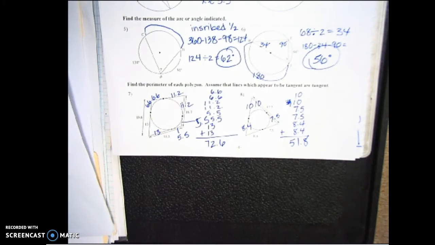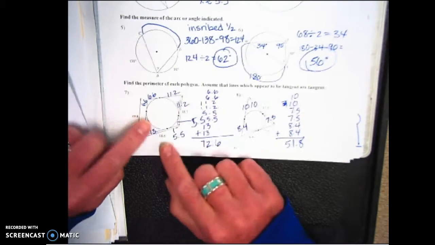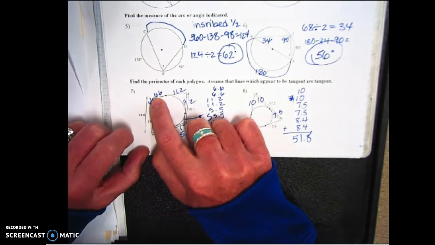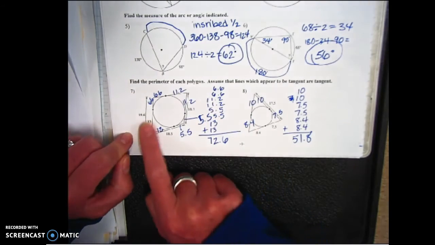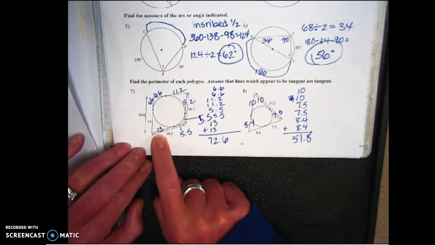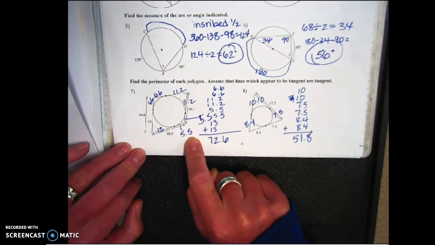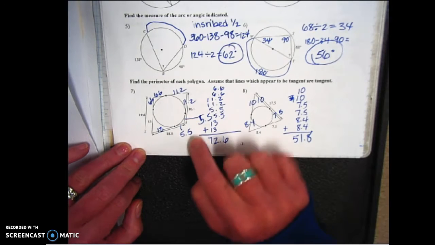Numbers 7 and 8, you're going to find the perimeter of each polygon. Assume that the lines which appear to be tangent are tangent. So anytime you have two segments that are tangent from the same point, they're going to have the same measure. So if this one's 13, this one's 13. If the whole thing is 18.5, subtract the 13, you get 5.5, which makes this 5.5.